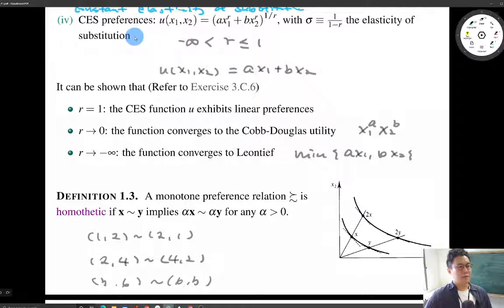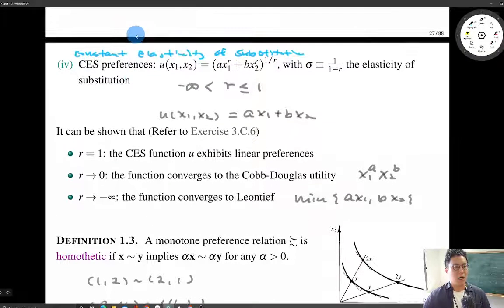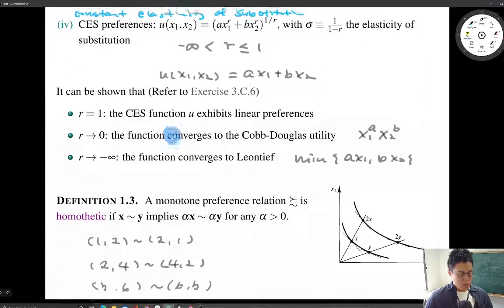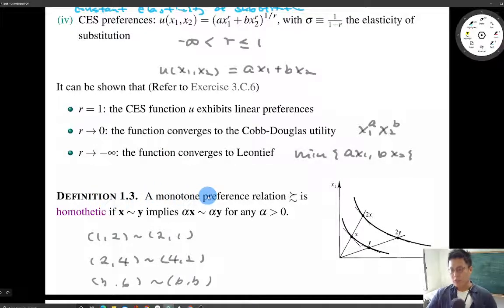So the CES function is homogeneous of degree 1, and CES utility incorporates the previous utility functions. So linear utility and Leontief utility, and even Cobb-Douglas utility functions are homogeneous of degree 1. So they describe homothetic preferences. If we know MRS information about one single indifference curve, then we can find out the marginal rate of substitution about every bundle.